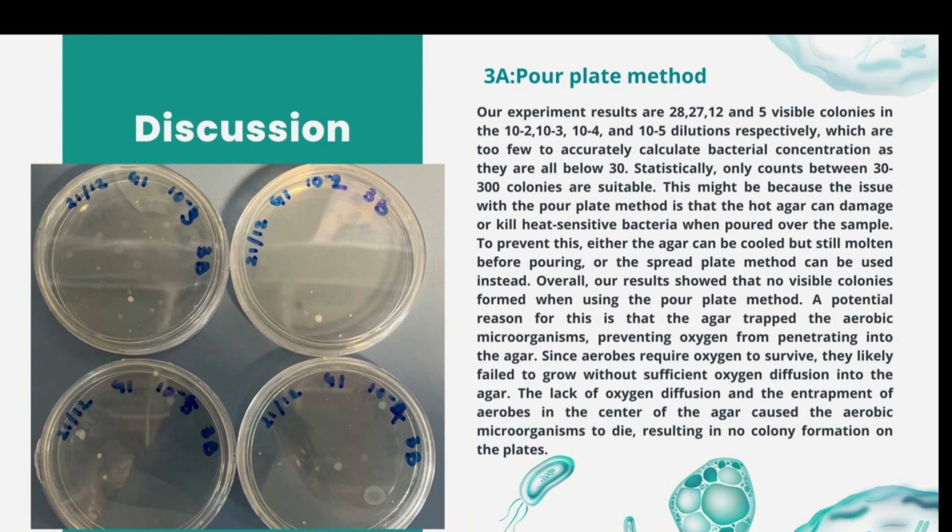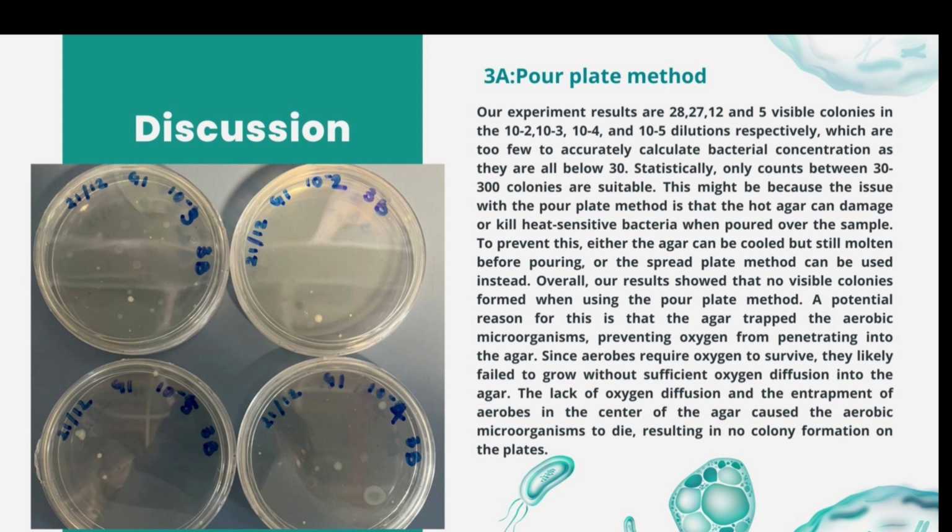For experiment 3A, pour plate method, our experiment results are 28, 27, 12, and 5 visible colonies in the 10 to the power of -2, -3, -4, and -5 dilutions respectively, which are too few to accurately calculate bacterial concentration as they are all below 30. Statistically, only counts between 30 to 300 colonies are suitable.